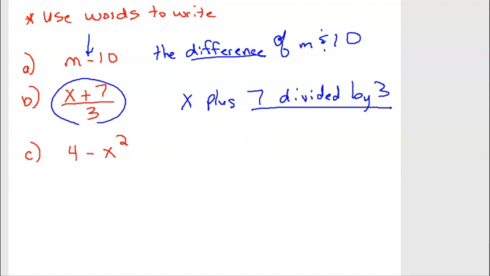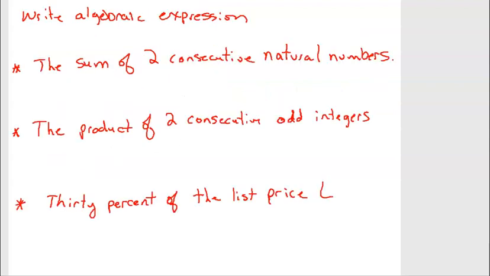There's a couple ways you can do it. One of the easiest ways, they often write the sum of x plus 7. So the sum of x plus 7 is right there, and then divided by 3. That's a very popular way to say it. And then again, this one's a difference problem, so the difference of 4 and x squared. Again, that's just one possible way to say it, using all those key words.